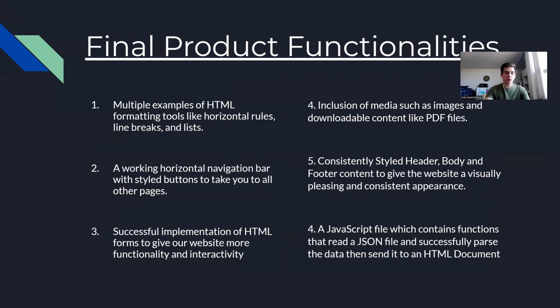And then our final product functionalities. So our final product functionalities, the main highlights at least, are that we used most things available to us in HTML, like line breaks, horizontal rules, lists, different formatting techniques, stuff like that. And then a working navigation bar, first of all, on the side in our homepage using a Flexbox. And then second of all across the website, we have a horizontal one to take you to different pages.